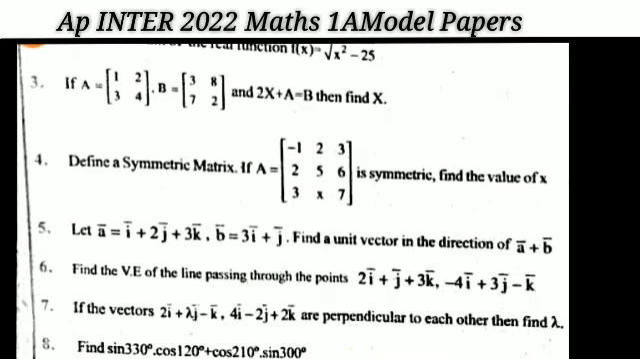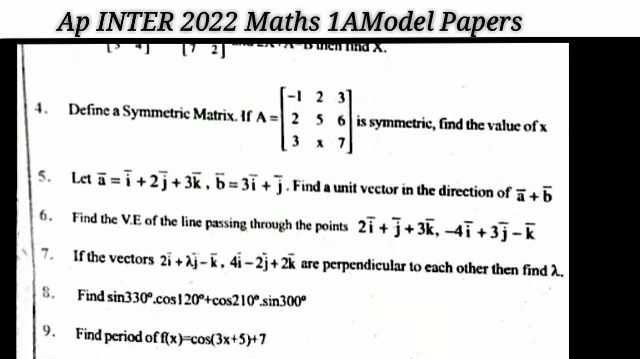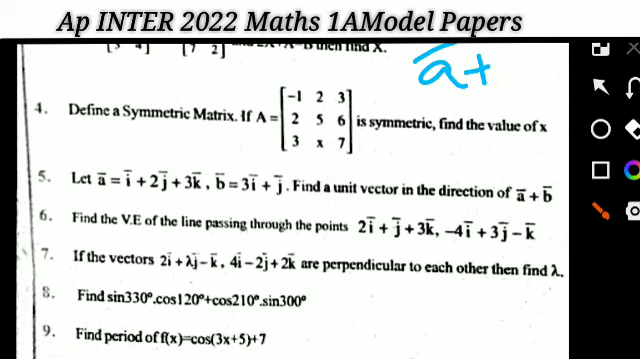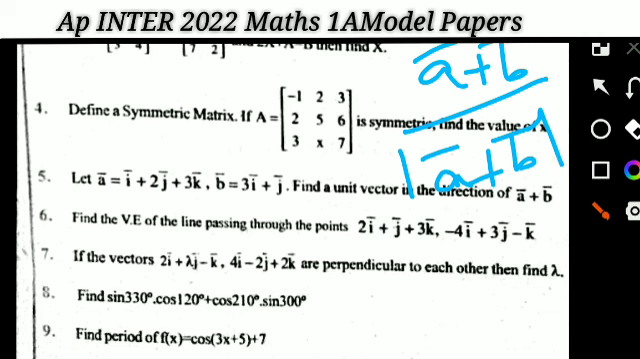And next one, if a and b are two vectors given, find the unit vector in the direction of a plus b. What is the formula? Unit vector in the direction of a plus b. The formula is a plus b by mod a plus b. In the opposite direction means you have to take the negative sign also, but this is in the same direction. So this is the formula, a plus b by mod a plus b.